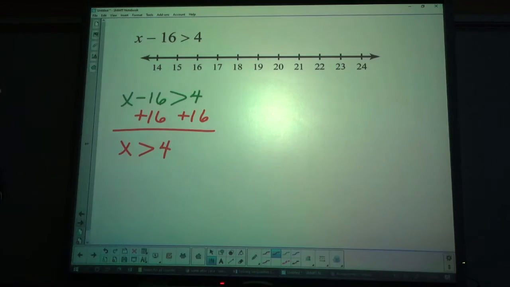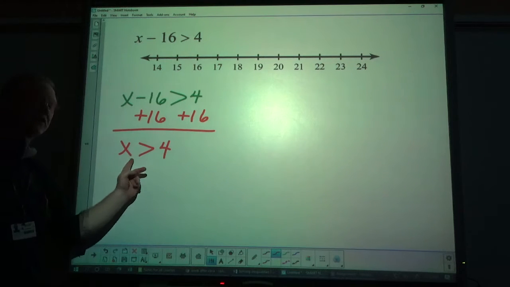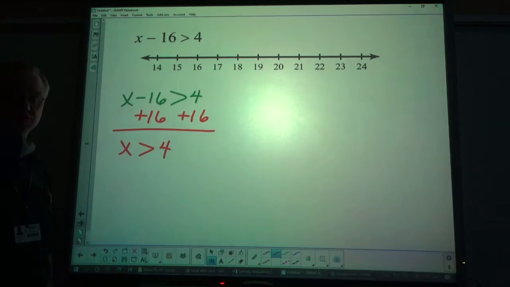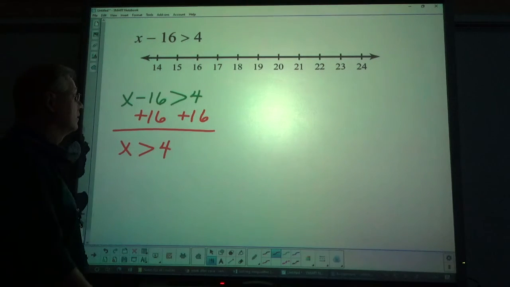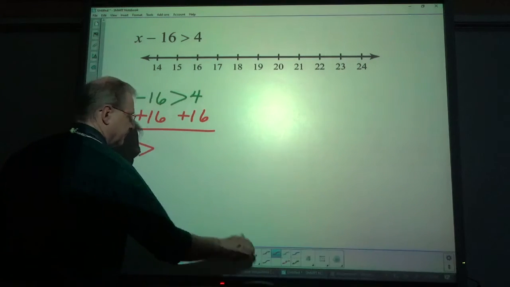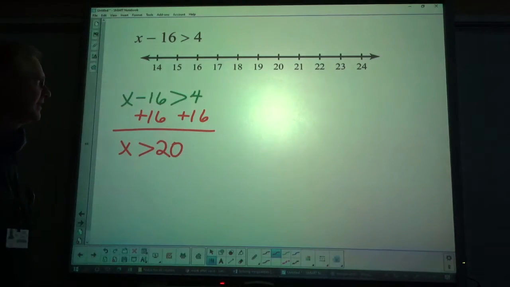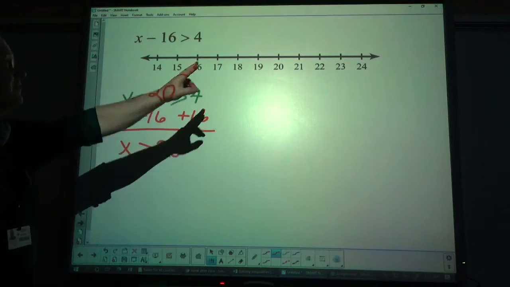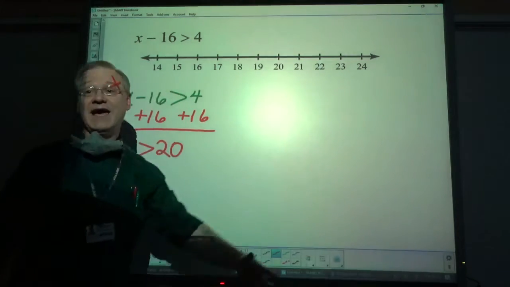X is greater than 4. When it has no or equal to symbol, we are just going to use an open circle, not a filled in dot, over the number 4. Sorry, I wrote that wrong. That should be 20. I just copied it down because I was thinking of other things to say. Sorry about that. X greater than 20. Here's 20.